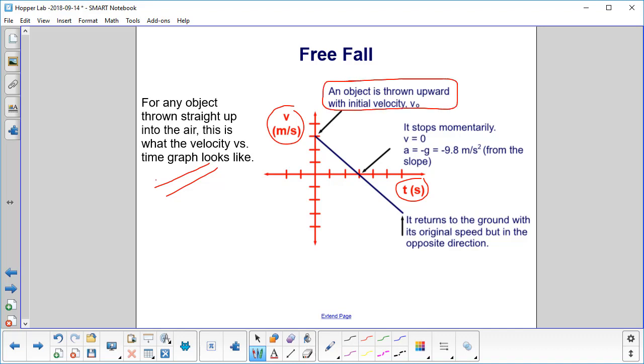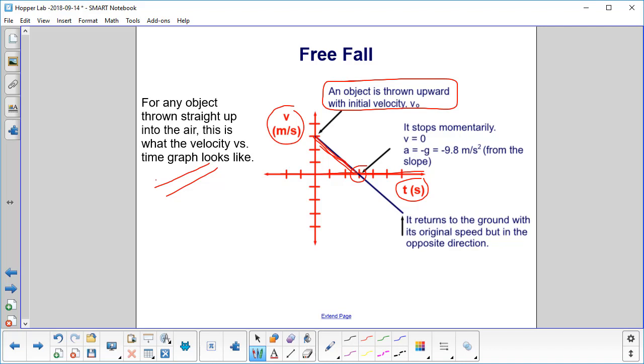From a couple slides ago, we said immediately it starts slowing down. And it slows down in a linear fashion. So you can see the velocity slowing down until you get to a certain time, and here we say that time is, let's call that 3 seconds. So it stops momentarily, so the velocity is 0 there, because on the t-axis v is equal to 0.